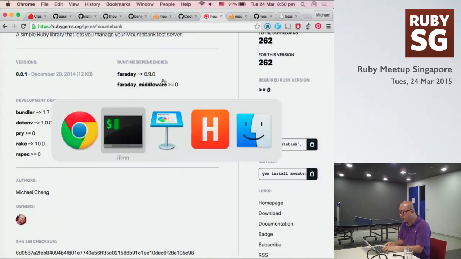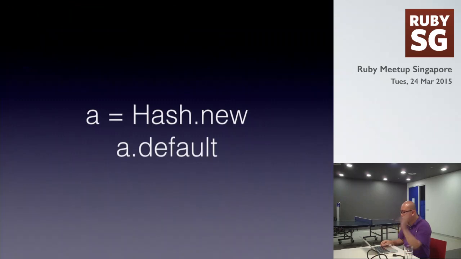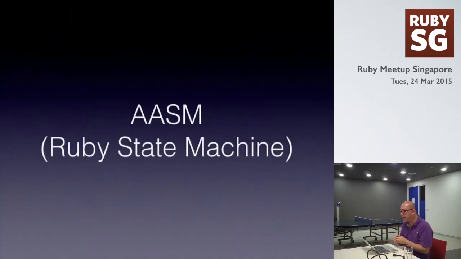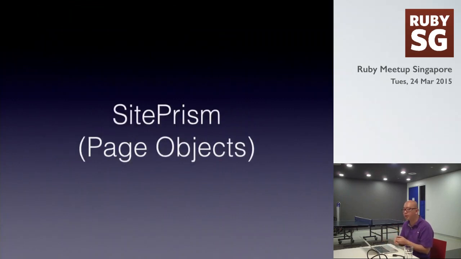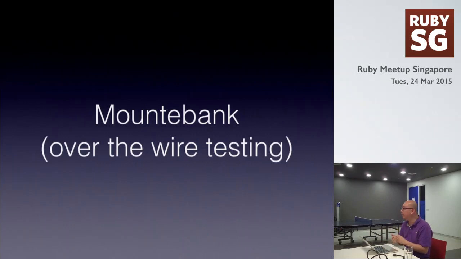Yeah, so that's all I have, the 5 Ruby tips: defaults in Hash.new, AASM, the Ruby state machine, SitePrism for writing page objects, a pretty awesome tmux, vim, vmux, and vim-rspec combo. Quite a mouthful. And Mountebank, right? So these are my 5 Ruby tips.